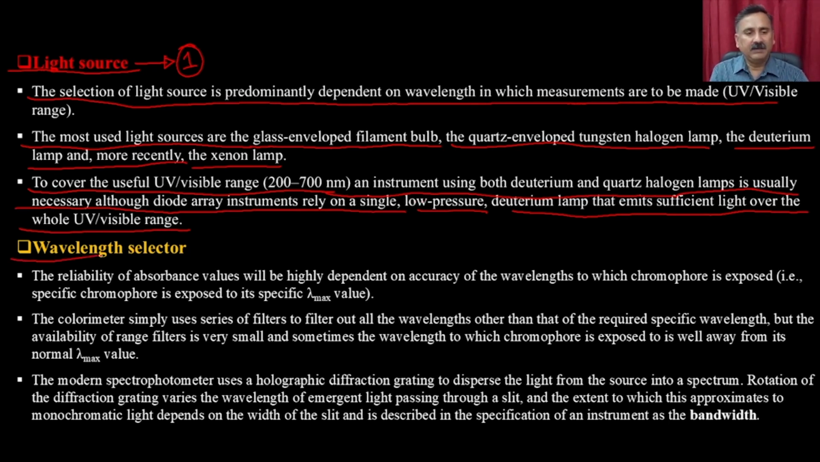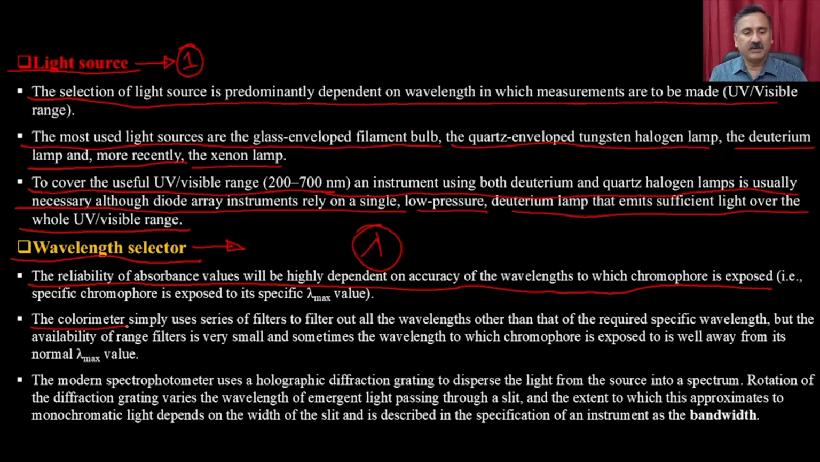Then we have the wavelength selector. So this is called diffraction gratings, right, or the prisms, right. So the reliability of the absorbance values will highly depend on the accuracy of the wavelength to which the chromophore is exposed. That is the specific wavelength, right. So selection of the lambda is very important, right. And that's why the wavelength selector is a very important component of the spectrophotometer.